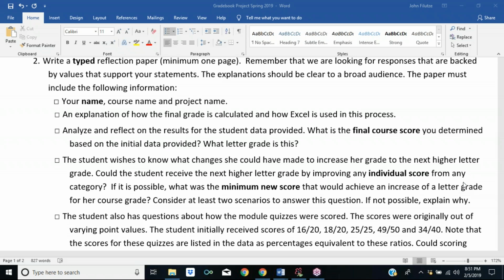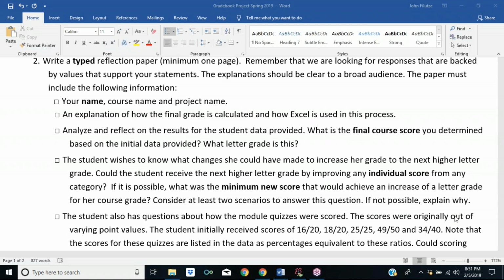Could the student receive the next higher letter grade by improving any individual score from any category? Is it possible? Oh, if it is possible, what was the minimum new score that would achieve an increase of a letter grade for her course grade? And then it says, consider at least 2 scenarios for this question. If not possible, explain why.